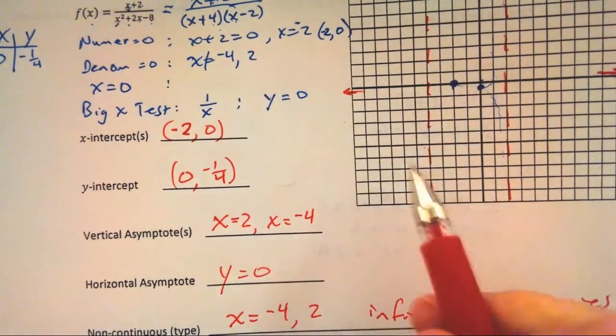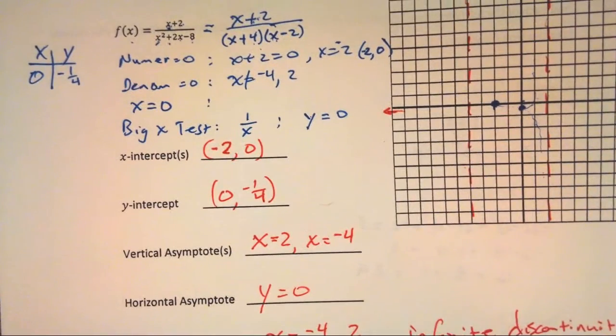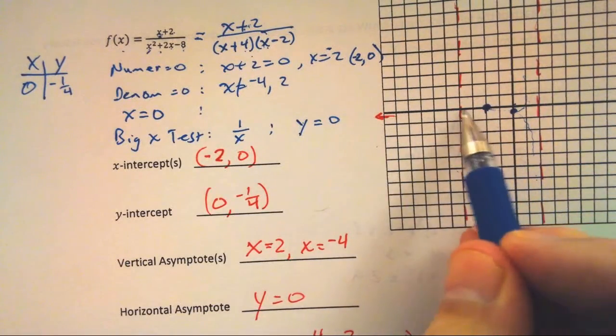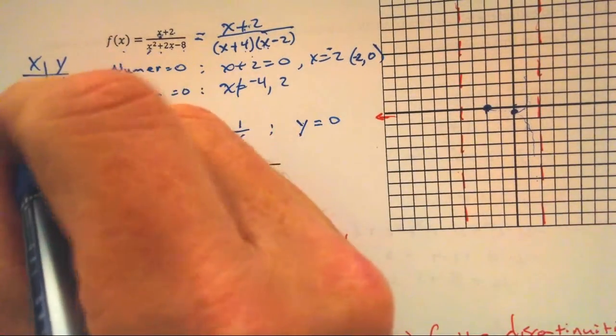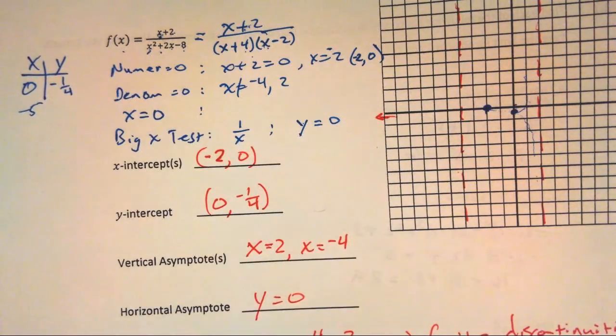Okay. What's left is just to fill in the curve. Now, depending on how exactly we want our curve, I might want to add a t-chart point, maybe over here at negative 5. I might want to do that to figure out.